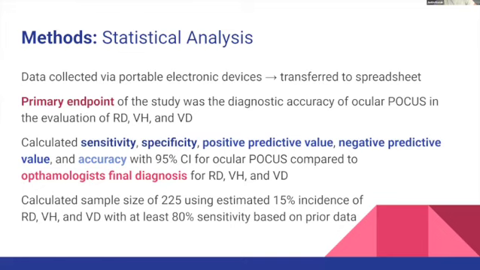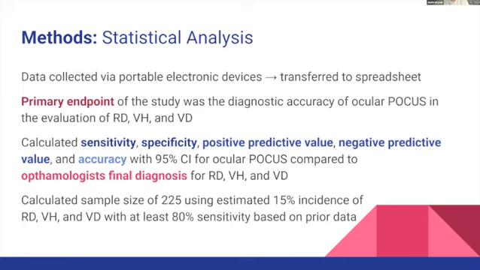In terms of how they actually did the study and the statistical analysis, they collected the data via portable devices, and then they transferred it to an Excel spreadsheet. The primary endpoint was the diagnostic accuracy of POCUS for evaluating the diagnoses. And then they calculated the sensitivity, the specificity, positive and negative predictive value, and accuracy compared to the ophthalmologist's final diagnosis.